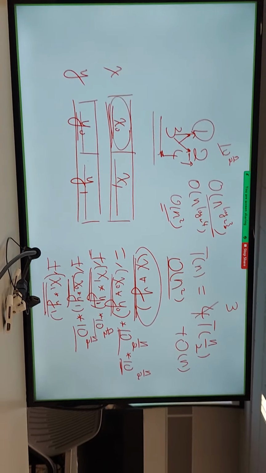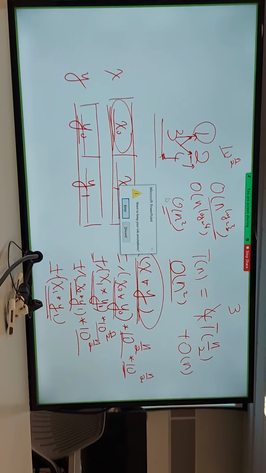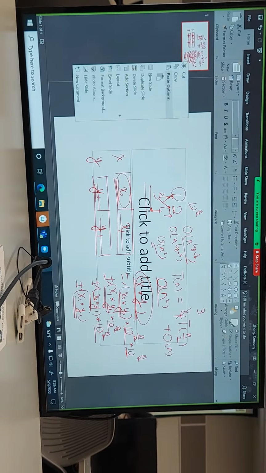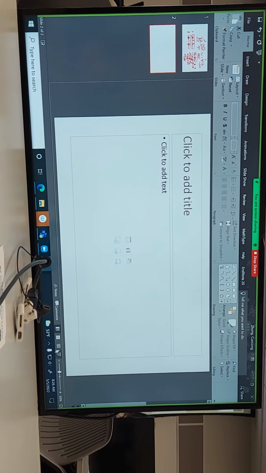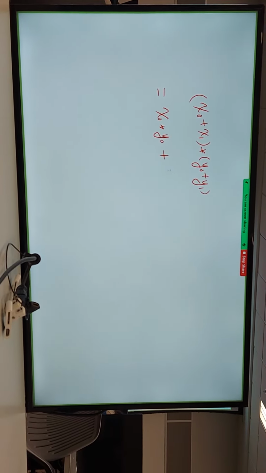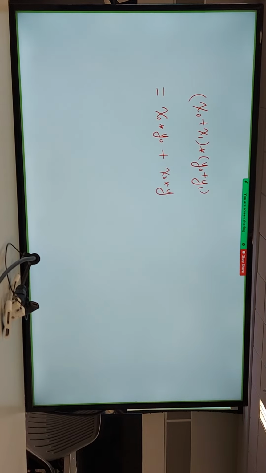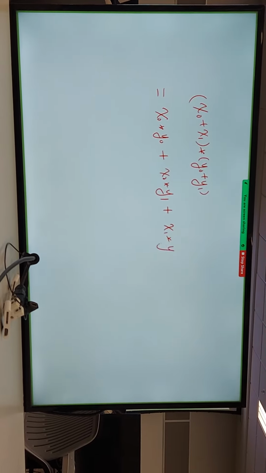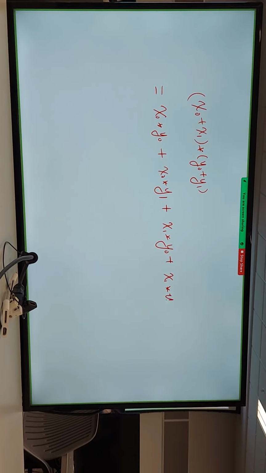So to reduce that from 4 subproblems to 3 subproblems, we'll be using the hint, right? The hint given in the question. So we say that (x0 + x1) times (y0 + y1) equals x0 times y0 plus x0 times y1 plus x1 times y0 plus x1 times y1.